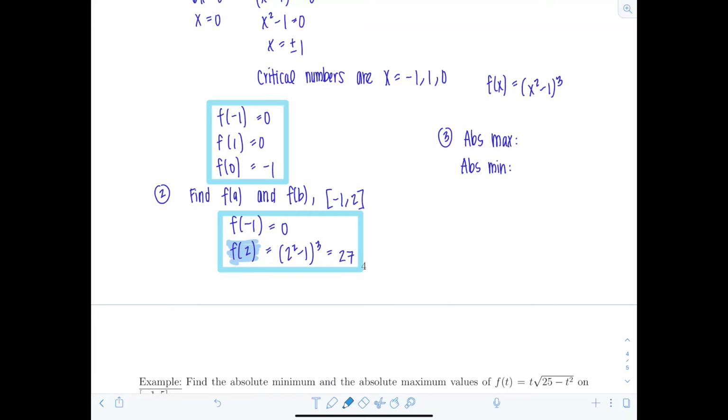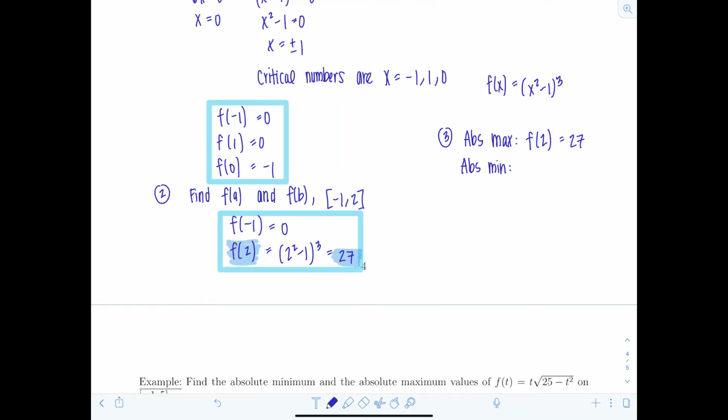Well, it occurs at x equals 2, and the max value is 27. So our absolute max is f of 2, which is 27. Be sure you write your answer that way. Don't just write 27. Identify where it occurs, f of 2.